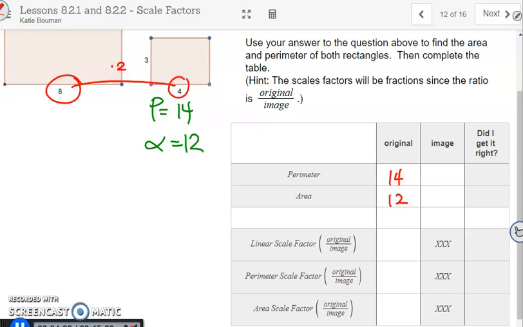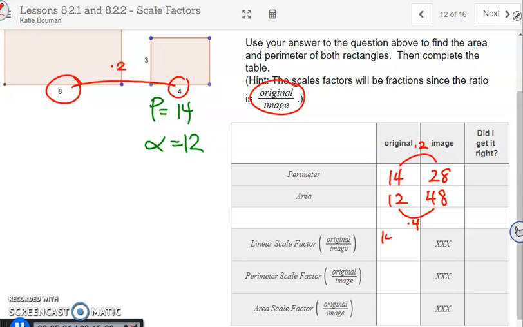Now in this problem here, it was set up a little differently. So the scale factor is going to not be the image over the original, but the original over the image. So I'm not sure if you caught that or not. But to get to the image, we're going to multiply by 2, which is 28. To get to the area of the image, we multiply by 4, which is 48. But for the linear scale factor, they want the original over the image.